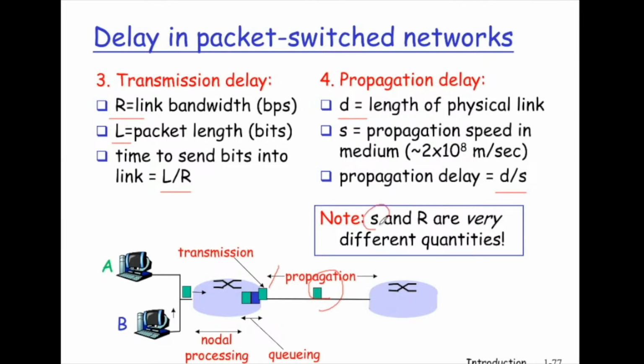Be careful. S here is the distance the signal can travel per second. R here is the number of bits the transmitter can push out per second. Although I call S the propagation speed and R the link speed sometimes, they are two very different quantities.